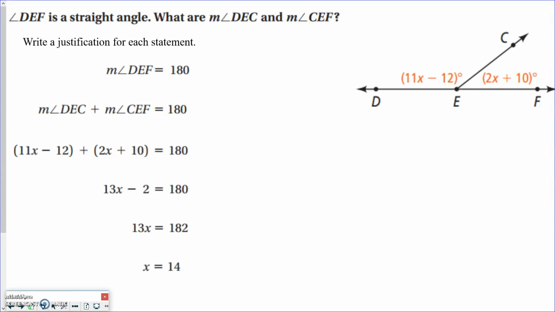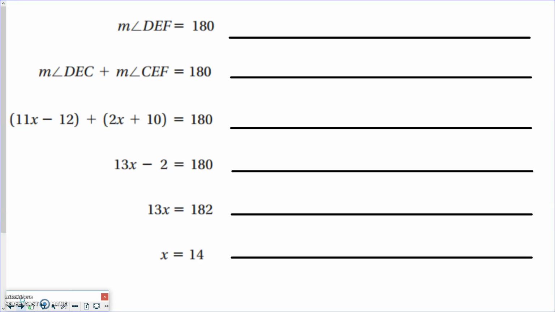Angle DEF is a straight angle. So what are the measures of angle DEC and angle CEF? Write a justification for each statement. They give us the steps, and we're going to write out each piece by piece. If DEF is a straight angle, then this angle is 180 degrees, so these two angles have to add up to 180 degrees. We're going to write a justification for each statement step by step. The measure of angle DEF is 180 degrees.